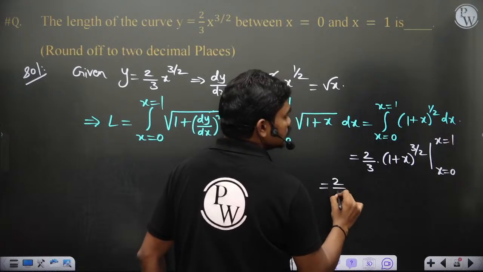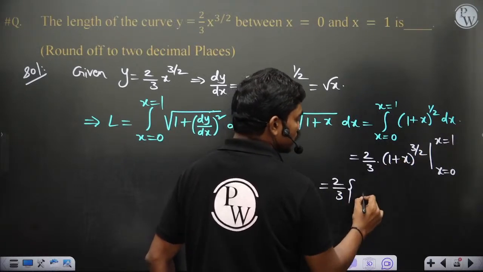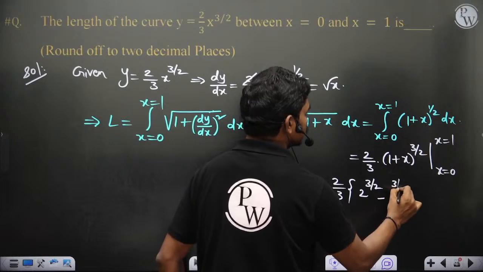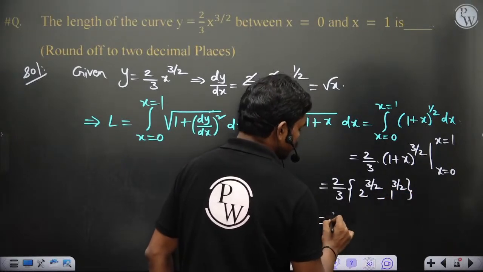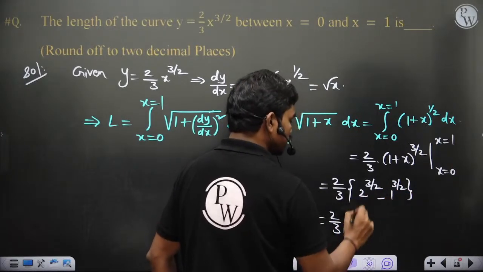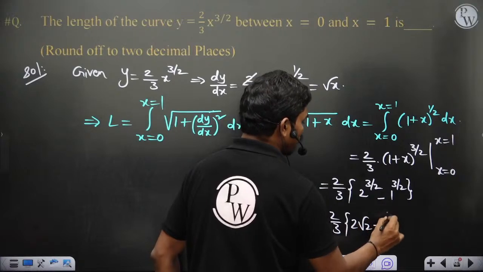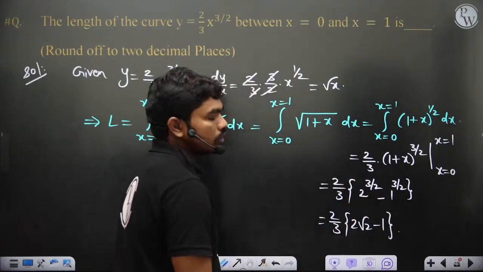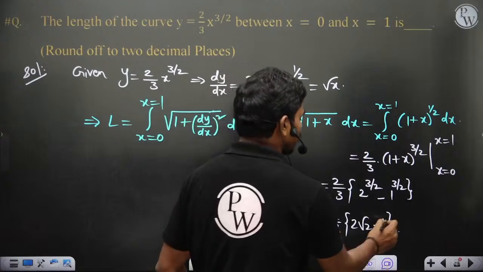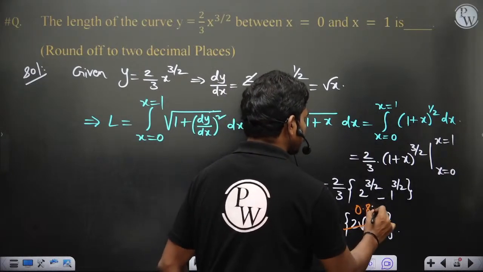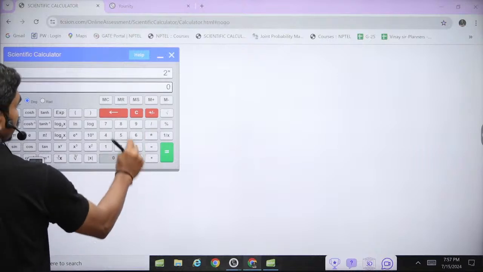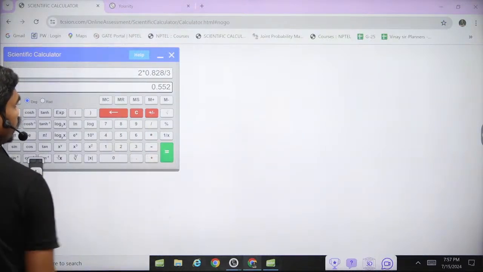So 2 by 3 times of, if you put x equal to 1, it is 2 power 3 by 2, minus, if you put x equal to 0, 1 power 3 by 2, obviously. So it's like 2/3 times of 2 root 2 minus 1. So what is 2 root 2? This is 2 into 1.414, 2.828, minus 1, so 1.828. Okay, we have a calculator, why put so much struggle? 2 into 1.828 divided by 3.